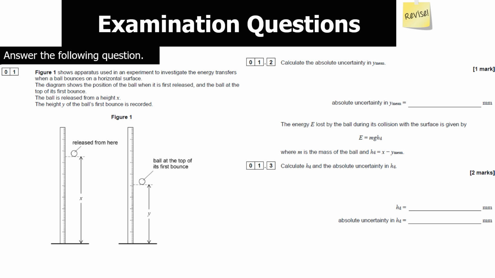The next question says calculate the absolute uncertainty in y mean. The energy lost E by the ball during the collision with the surface is given by E equals m g Δh, where the mass of the ball is m and Δh is x minus y mean. So calculate Δh and the absolute uncertainty in Δh. Pause the video now, then unpause the video when you want to go through your answer.